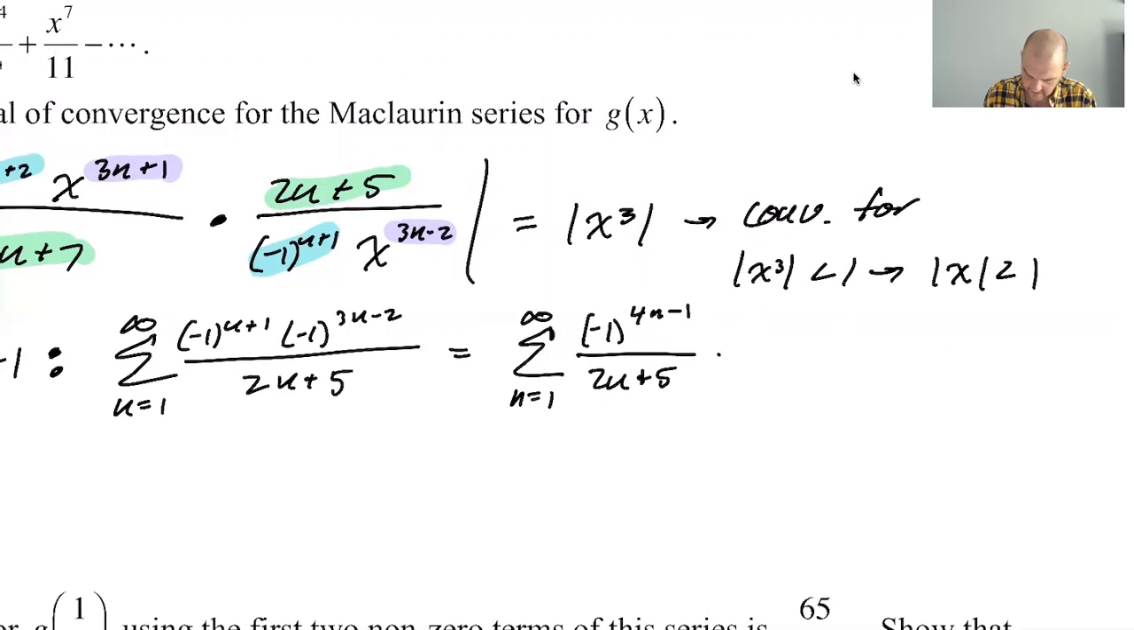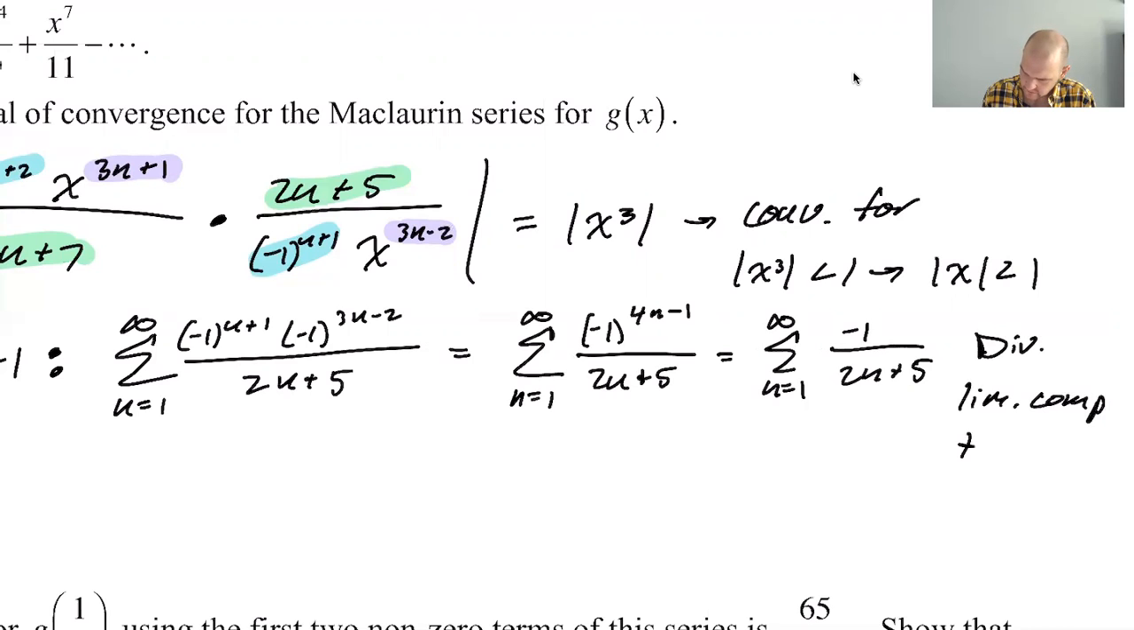2n plus 5. So this is really just -1 over 2n plus 5, which definitely diverges. And you could limit compare to 1 over n, or -1 over n, I guess, which is the harmonic series, and that diverges.